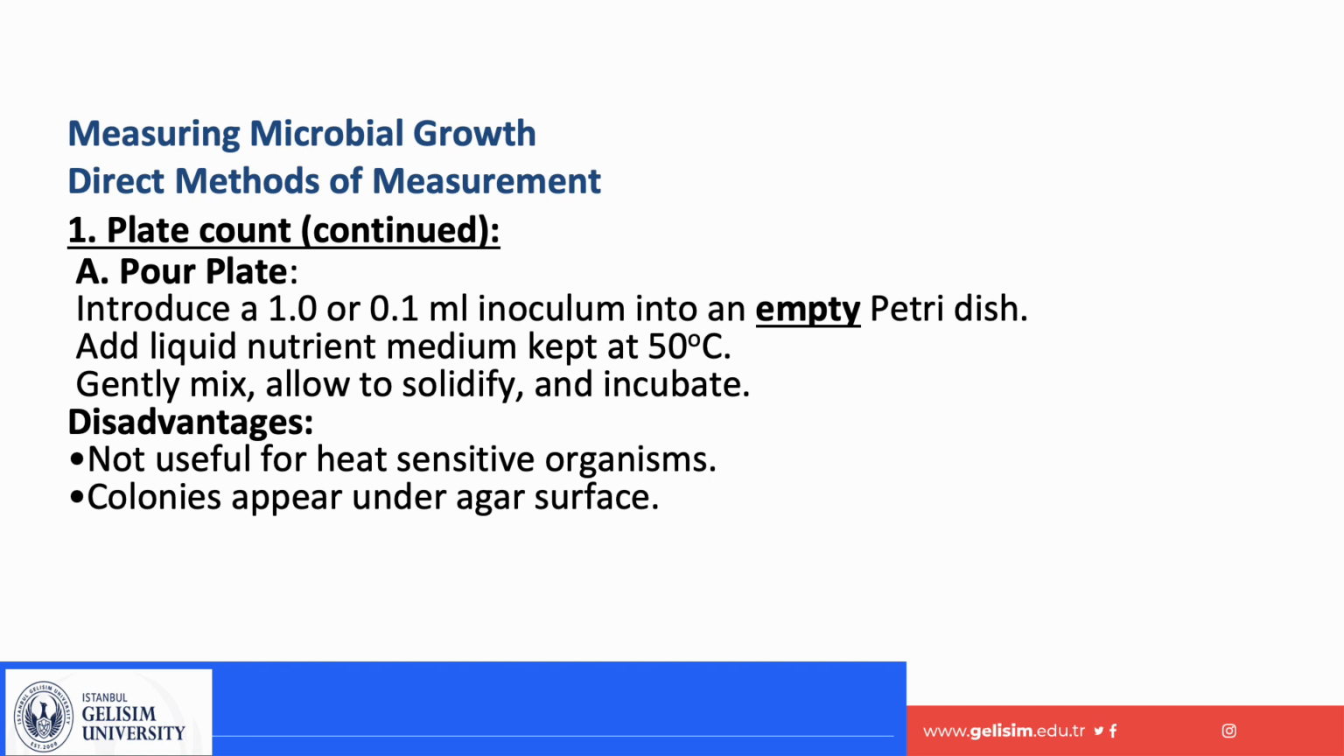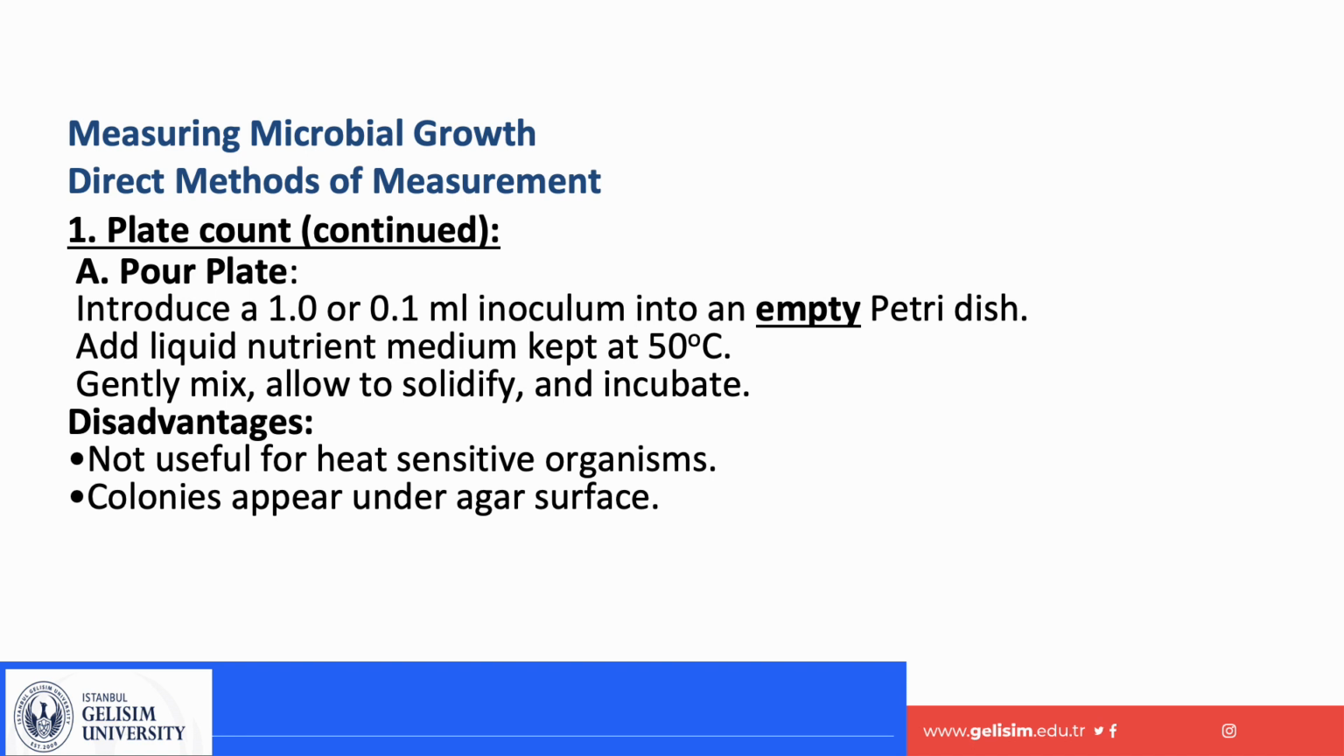Now, one type of plate count is the pour plate method. This involves introducing a small amount of the inoculum into an empty petri dish and adding liquid nutrient medium that's been kept at a specific temperature. Then you take that mixture and it gets mixed gently, and then it's allowed to get solidified, and then it gets incubated to allow for the growth of the microorganisms.